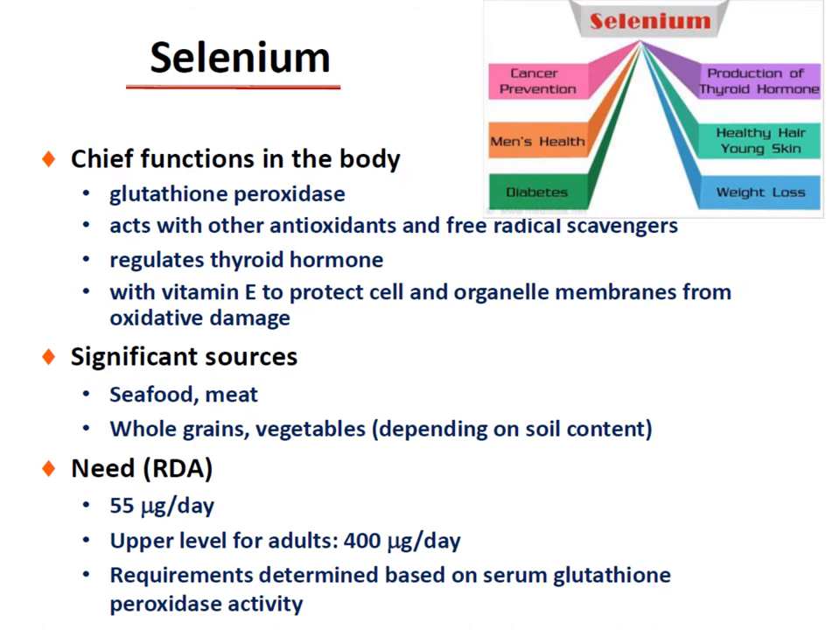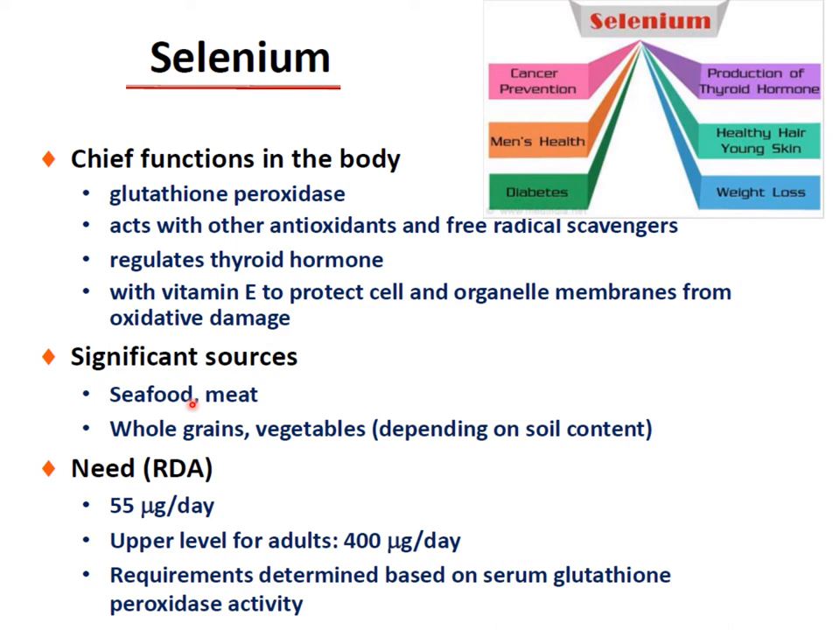The next trace element is selenium. Selenium is important for a lot of physiological processes, such as glutathione peroxidase, which acts with other antioxidants and free radical scavengers, and regulating thyroid hormones, for example, with vitamin E to protect cell and organ membranes from oxidative damage.